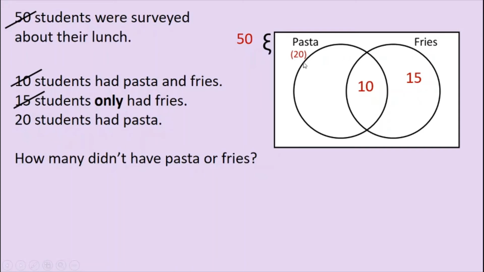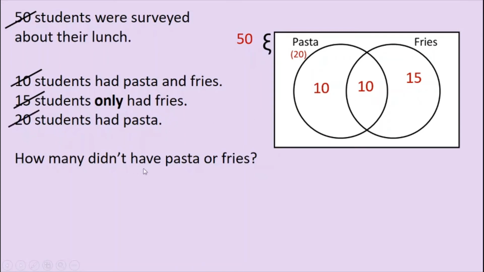Now I've put little brackets there for the pasta 20, because I know that it's not 20 people just to go straight in the circle, because I've already used 10. Because 10 people had pasta and fries, so there's 10 people that had pasta but not fries.